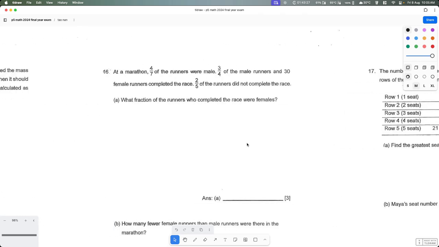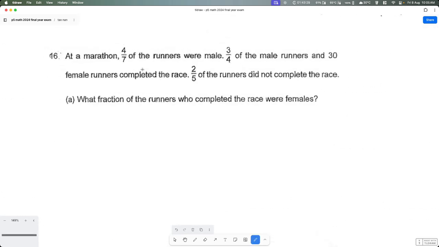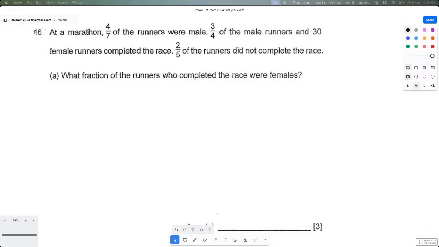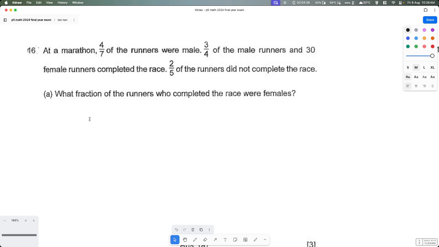Question 16 says: at the marathon, 4/7 of the runners were male, 3/4 of the male runners and 30 female runners completed the race. 2/5 of the runners did not complete the race. What fraction of the runners who completed the race were females? All right, so we write down total male is equal to 4 over 7, and total female is equal to 1 minus 4 out of 7, which becomes 3 out of 7.